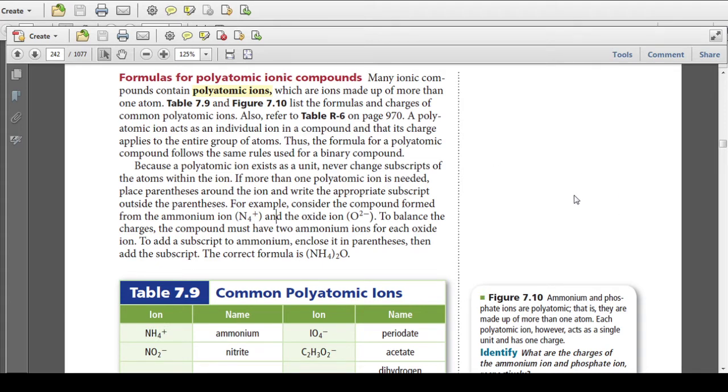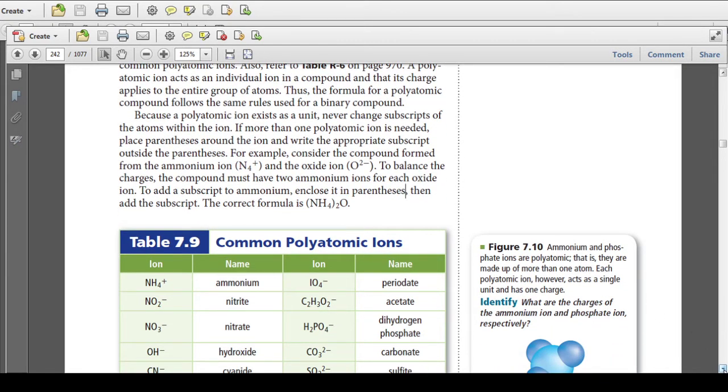To balance the charges, the compound must have 2 ammonium ions for each oxide ion. To add a subscript to the ammonium, enclose it in parentheses, then add the subscript. So we take that 2 from the oxygen and put it outside the parentheses of the ammonium, and because ammonium has a +1 charge, that 1 on the oxygen is already implied.